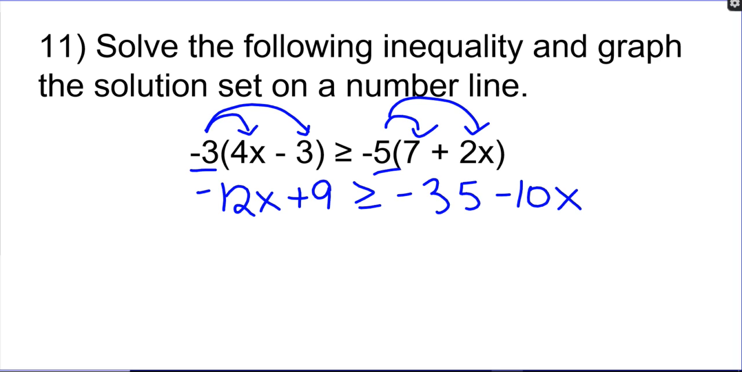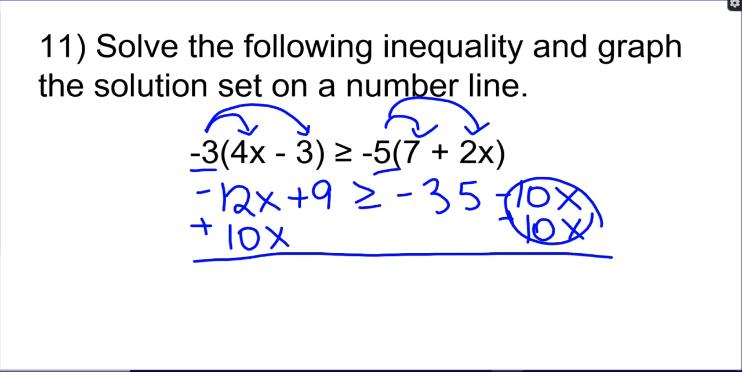After I see that each side is simplified, I would like to get my variables to one side. I have an x term on one side and an x term on the other side. I'm not ready to start doing inverse operations until I get that onto one side. So in order to get rid of the negative 10x on the right side, I would add 10x. Negative 10 plus 10 is 0. And I would add 10x here. Negative 12 plus 10 is negative 2x. So now I have negative 2x plus 9 is greater than or equal to negative 35.